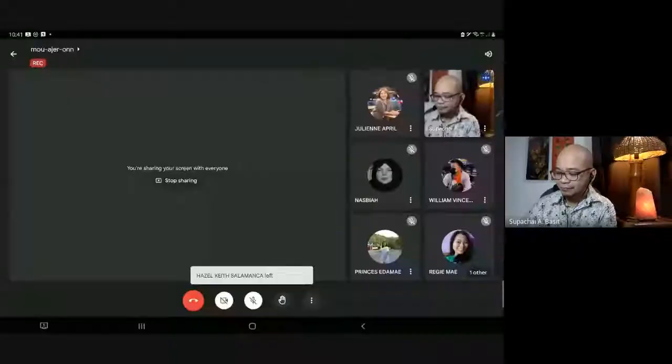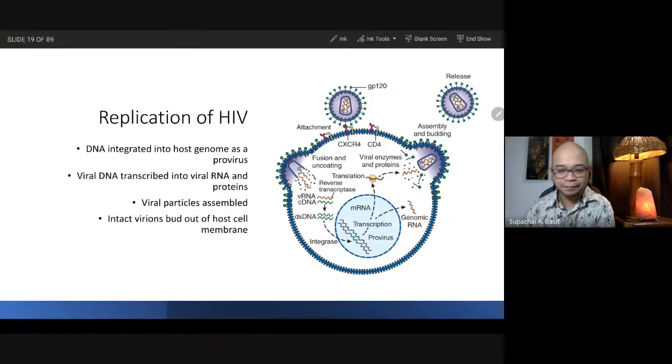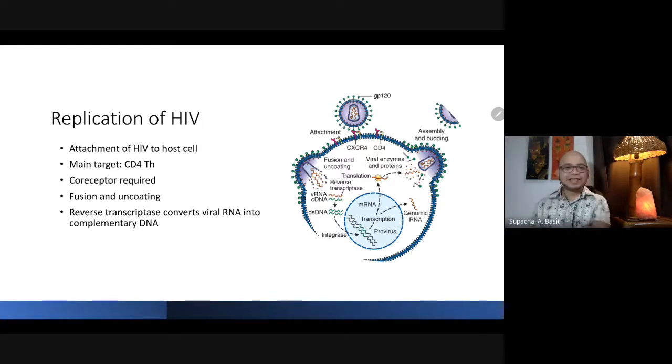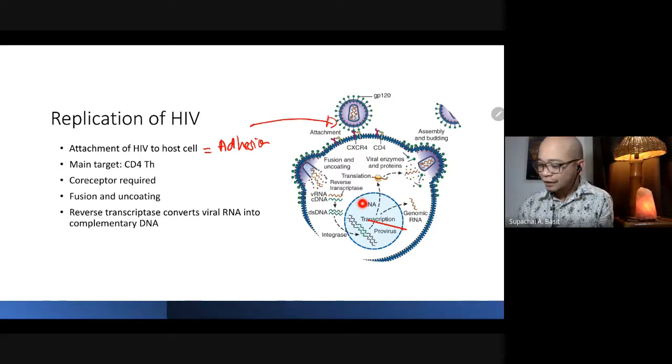Okay, let me share my screen again. Now that we've talked about the animation and the life cycle, we can now easily understand the replication of HIV. So the first step is attachment of HIV to the host cell. So there would be adhesion or attachment, as you can see here.